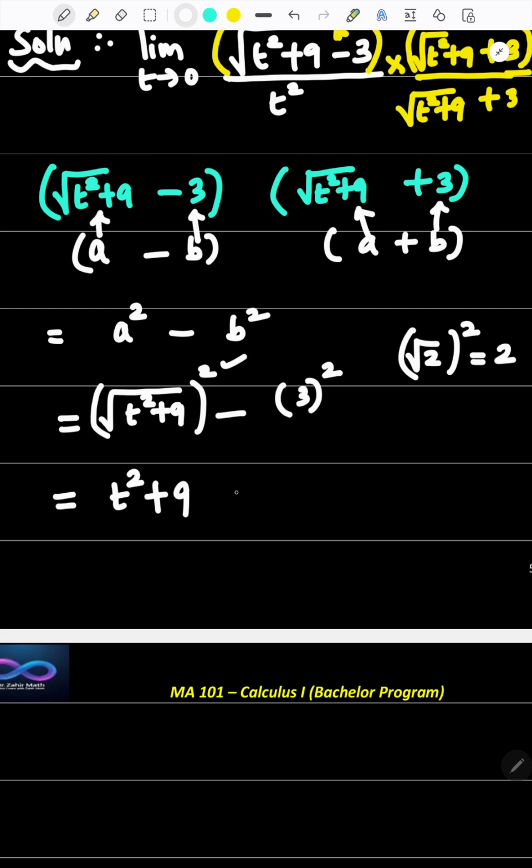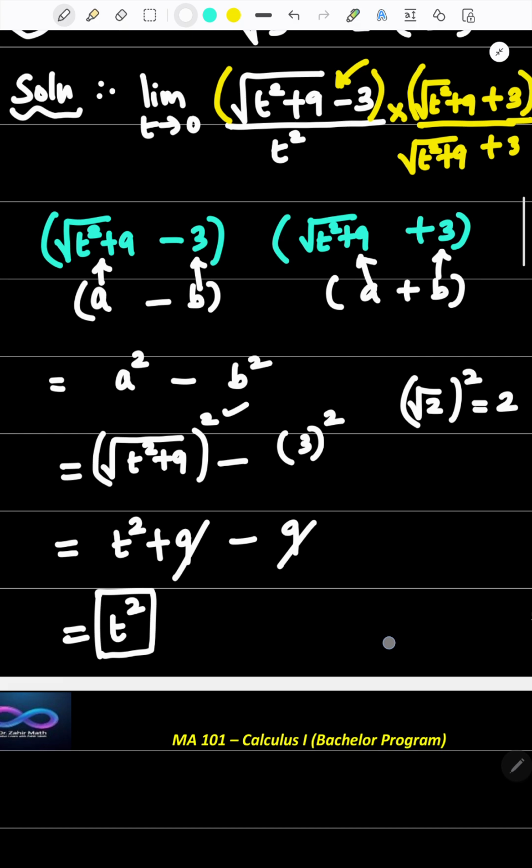And the square root will go away, and then minus 9. Wow, minus 9 plus 9 cancels. So you are getting t square. Is this the answer, teacher? No. Is this the numerator part? So what we are going to do with it, one minute, I'll reduce the font size.